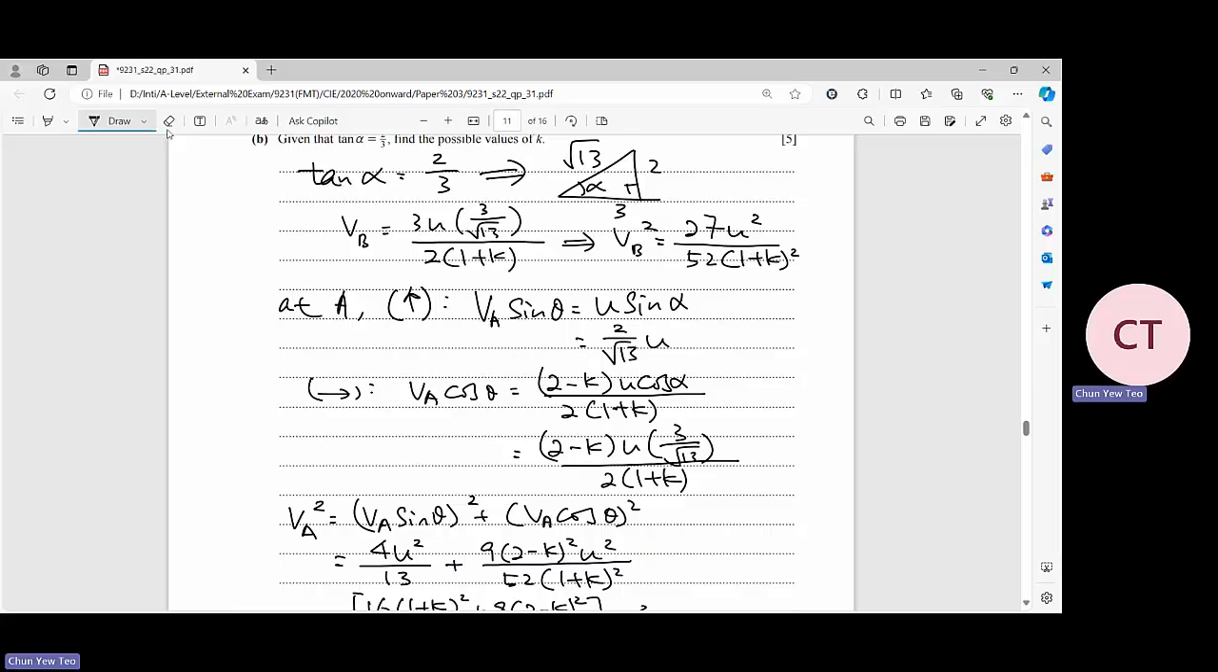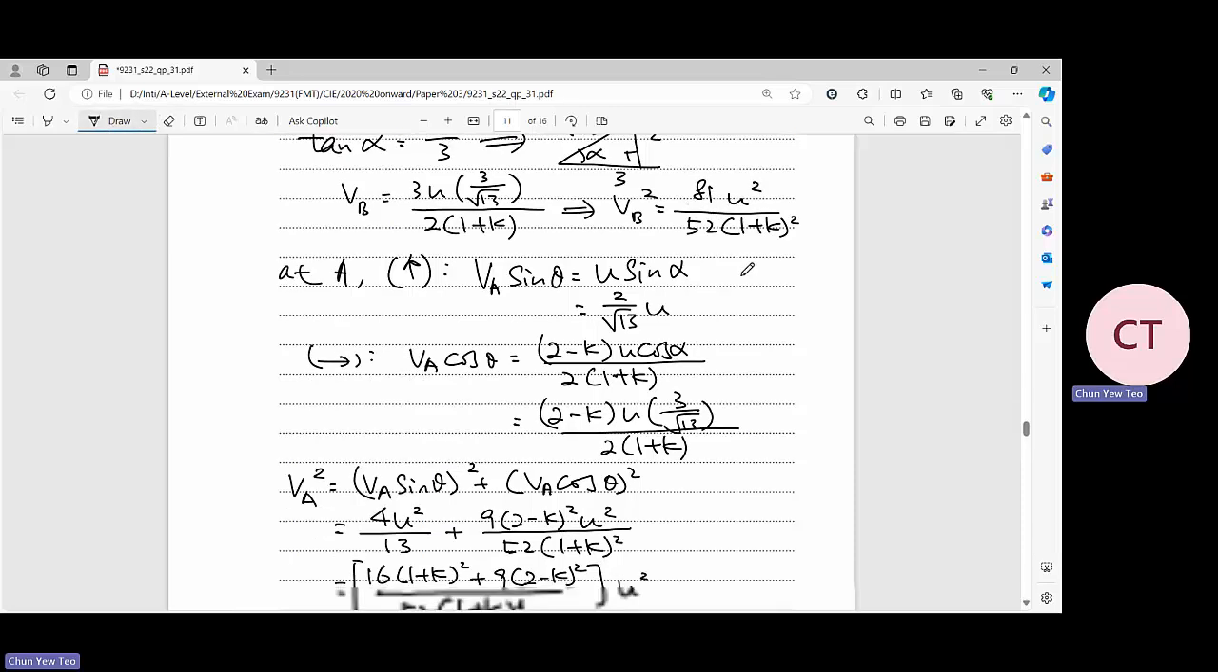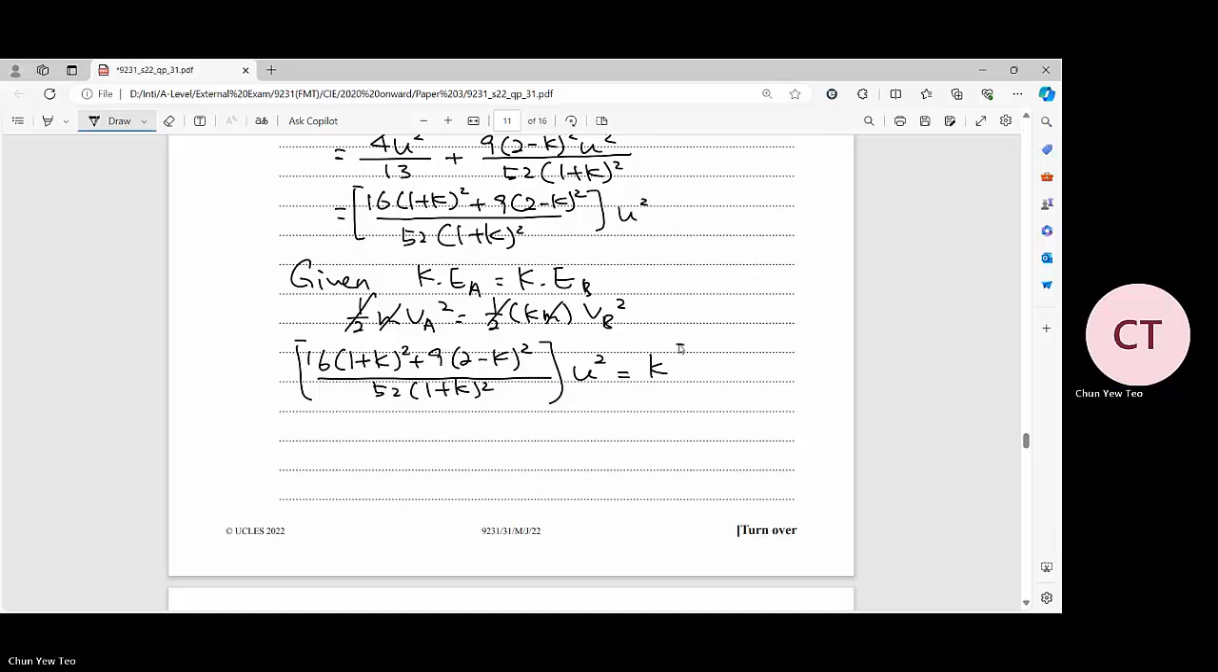Oh, sorry, I made a mistake. Just now this one is not 27. This one, if you square everything, you're supposed to get 81. Okay. So this one is 81 u square over the 52 of 1 plus k square. Well, it looks a bit complicated, but luckily this one can be cancelled off. The u square also can be cancelled off. So at the end, you get only this. Now this one looks better.